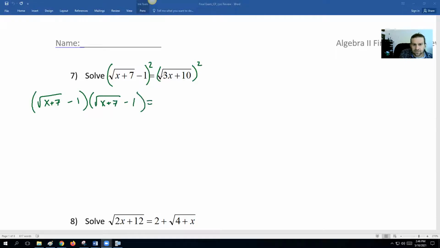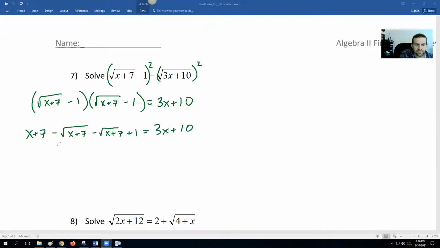Now, what's nice about this one here, when we square the radical, it cancels out the radical, and we just get 3x plus 10. Now over here, we need to distribute. So radical x plus 7 times radical x plus 7 is x plus 7. All right, then we would have a minus radical x plus 7. And then we'd have another minus radical x plus 7. And then negative 1 times negative 1 is a positive 1.